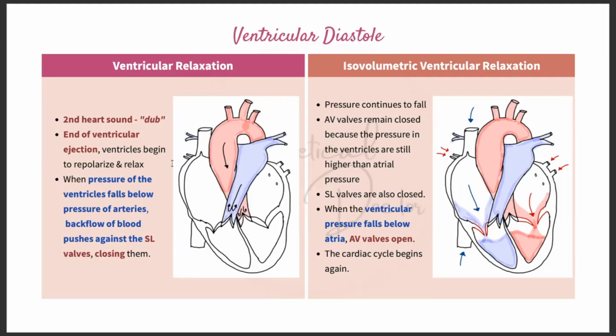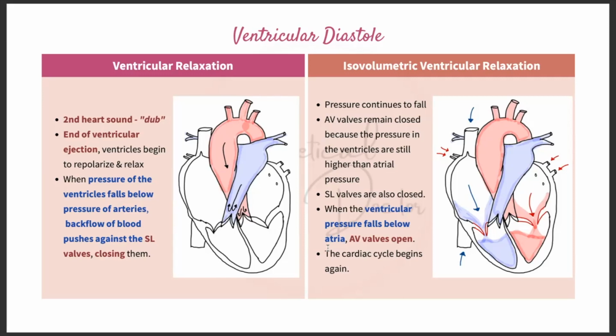If you remember, the first heart sound occurs when the AV valves close. The second heart sound, dub, is heard when the SL valves, the pulmonary valve and the aortic valve, close. Hence, heart sounds are heard when the heart valves close.